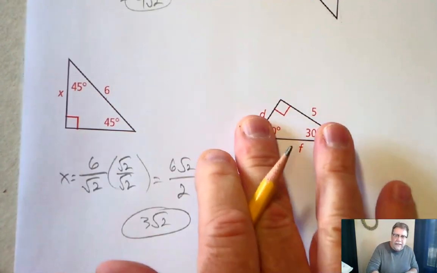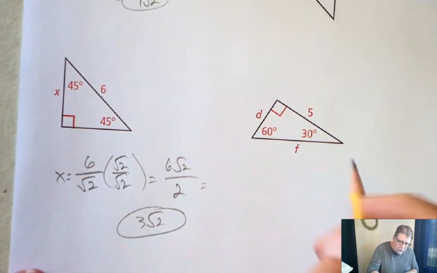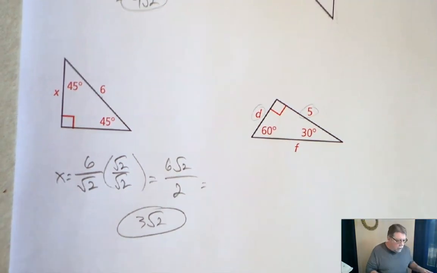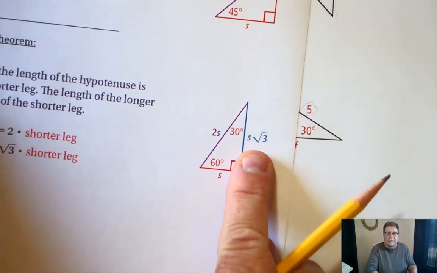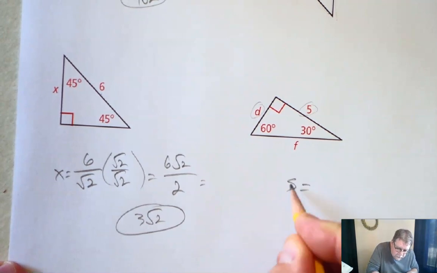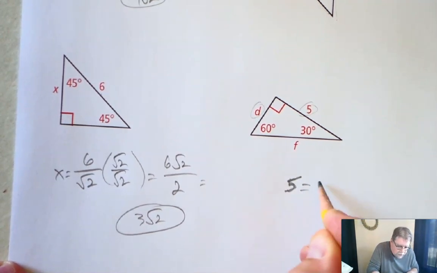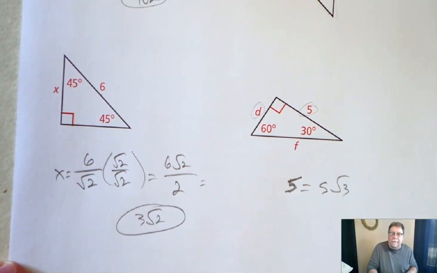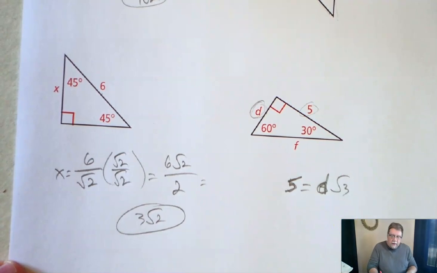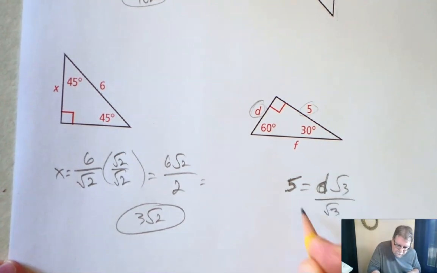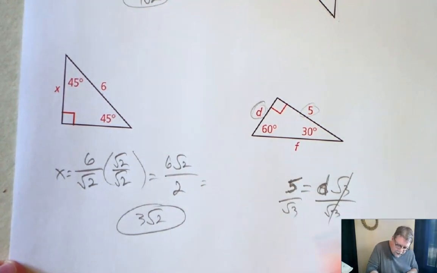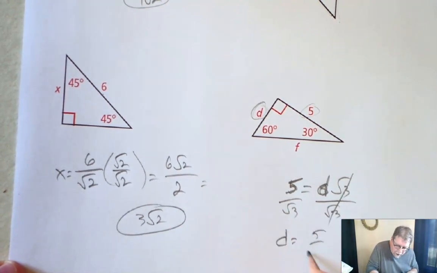And then over here, I'm looking for D and F. So first of all, I have to identify that this is the short leg and this is the long leg. And remember, the long leg is identified as S radical 3. So the long leg, which is 5, is equal to S radical 3. And S would be this, so I'm going to change that to D because that's the length of the short leg. So to get D, I divide by radical 3. So that's going to cancel that. We will get D equaling 5 radical 3.